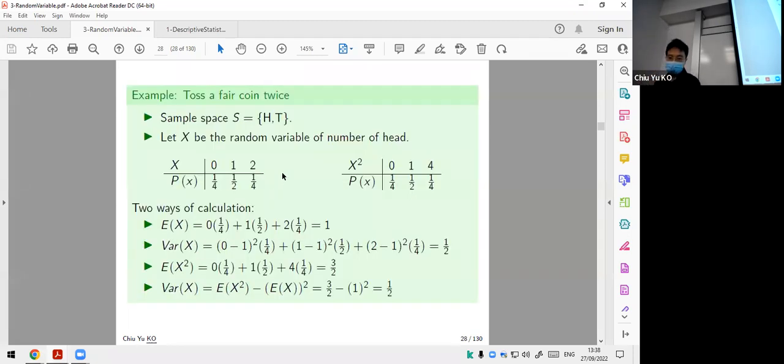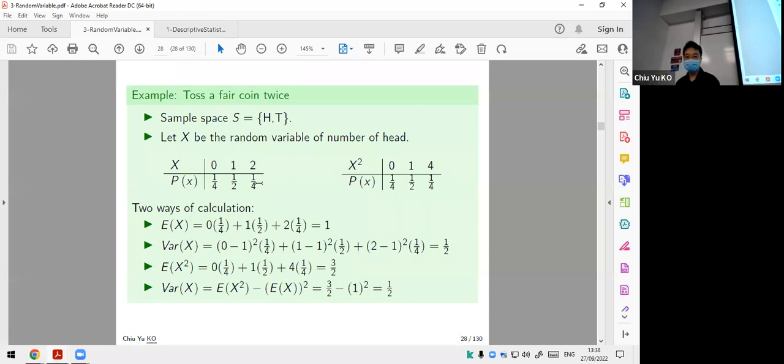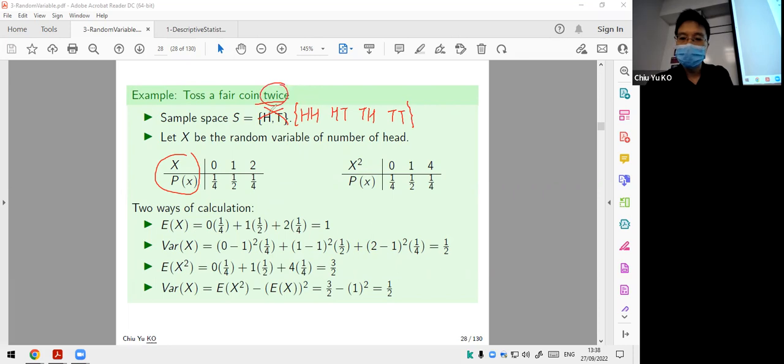So this is the example of how you calculate variance. We have an outcome of head and tail, and x counts the heads over two tosses. So the sample space is not this one; I made a mistake here. The sample space must be HH, HT, TH, and TT. Sorry, there's a typo here, but you know it is from two tosses. It must be this one.